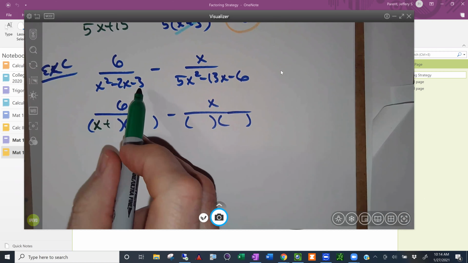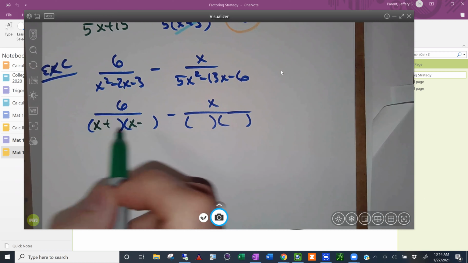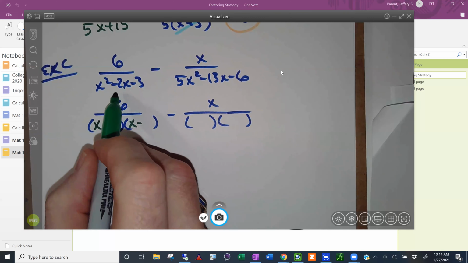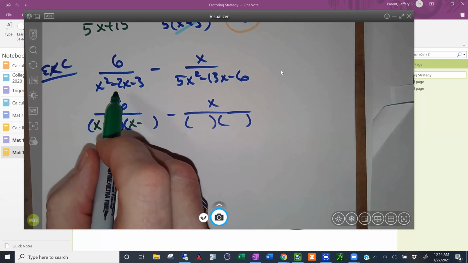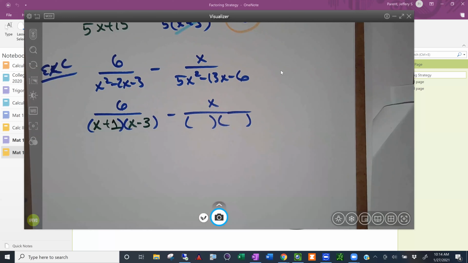Not too many numbers multiply to 3. It's just 1 and 3. But which one of them is positive, the 1 or the 3? The 3, right? The 1. The larger one is going to have this sign. So the larger one has to have the negative sign. The smaller one's going to have that one.